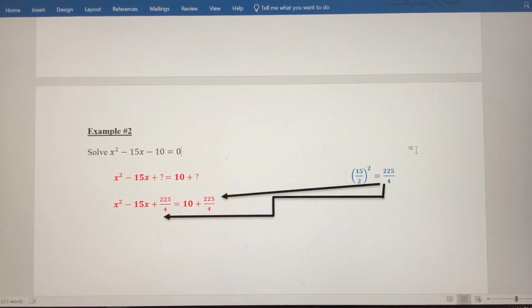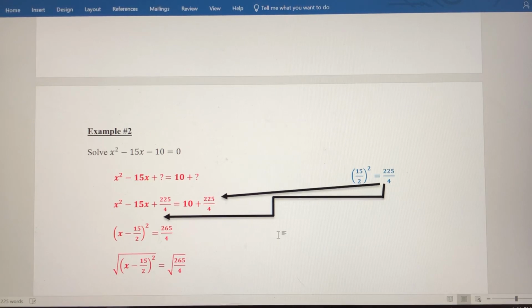Now remember, when we factor, it's always going to come back to this b value, b over 2. Our middle term is negative, so when we factor, we're going to have x minus that b over 2 value, x minus 15 halves to the second power. When I combine these, I need to get a common denominator. 10 becomes 40 over 4, and 40 plus 225 is 265 over my common denominator of 4. I'm going to leave it in that form. If you make it a decimal, that's fine, but you'll see it's better to leave it in this form.